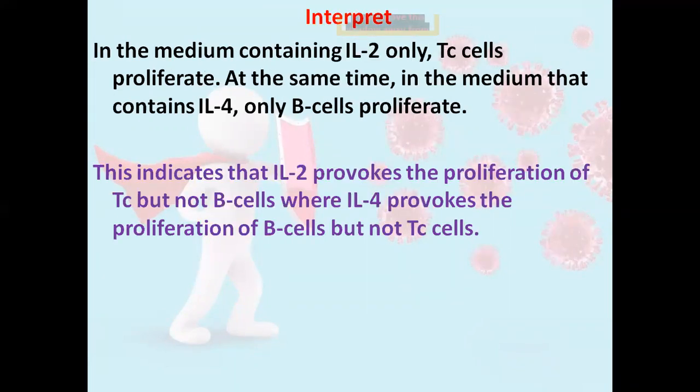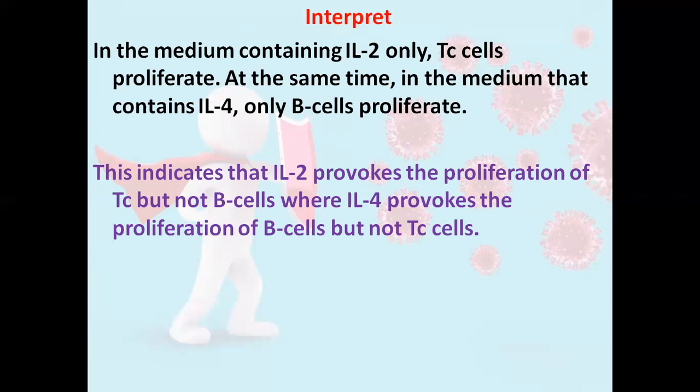Now I will interpret. In the medium containing interleukin 2, TC cells proliferate, and in the medium containing interleukin 4, only B cells proliferate. So this indicates that interleukin 2 provokes, stimulates, or enhances the proliferation of TC cells, the T cytotoxic, but not B cells. However, interleukin 4, this one you must memorize, provokes the proliferation of B cells, not TC cells. So B lymphocytes and not the T lymphocytes. From now on, whenever we talk about interleukin 2 and 4, they are secreted by T helper.